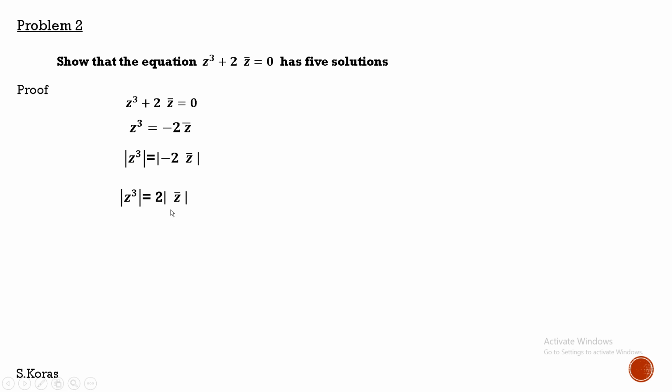And you know the two properties about modulus: modulus of z power n is equal to modulus of z the whole power n, and modulus of z bar is equal to modulus of z. Let us apply these two properties here. So modulus of z cube can be written as modulus of z the whole cube, and modulus of z bar can be written as modulus of z. So we have the answer like this.